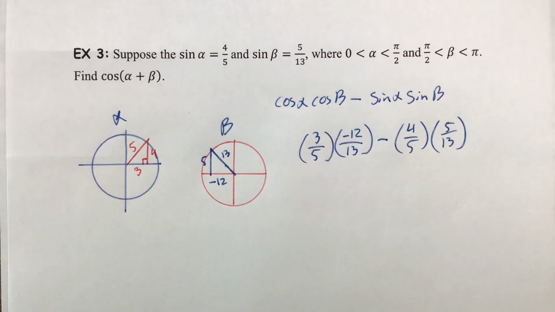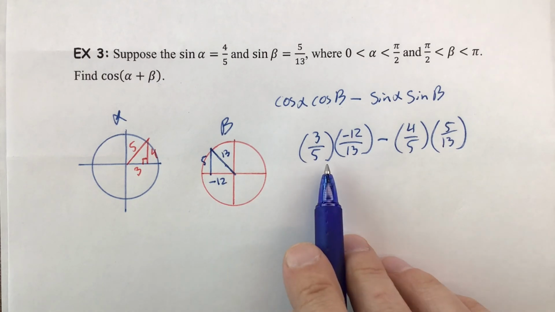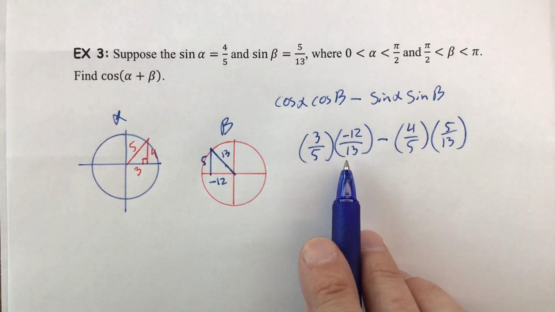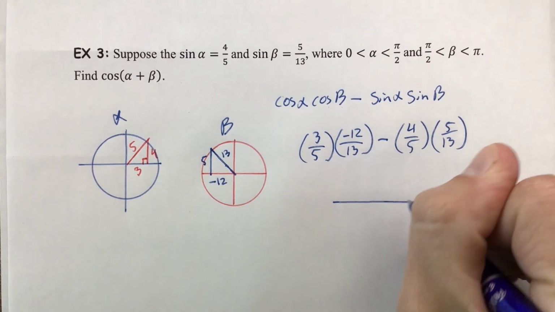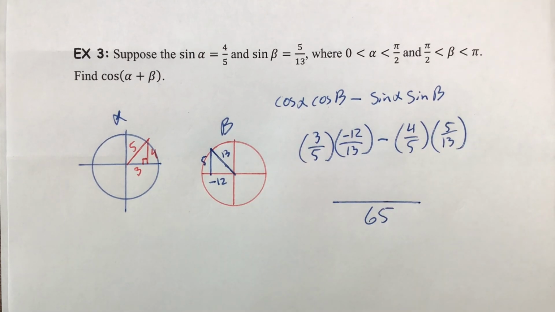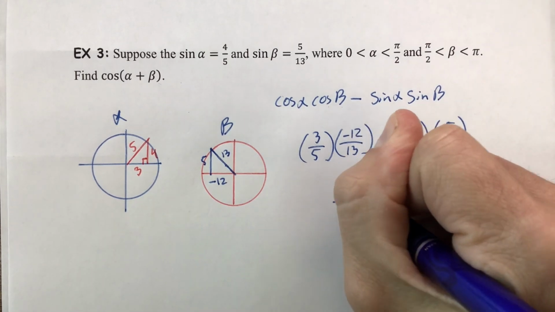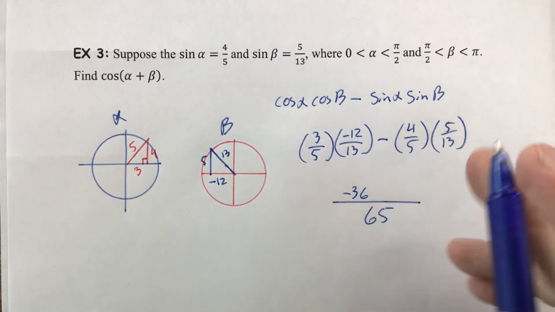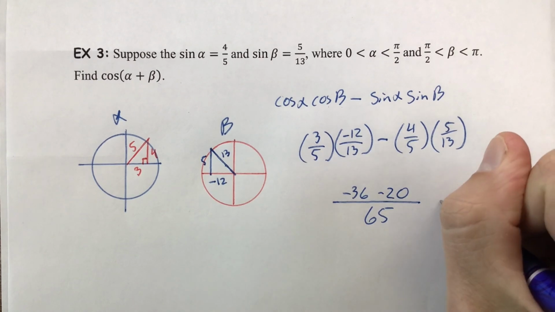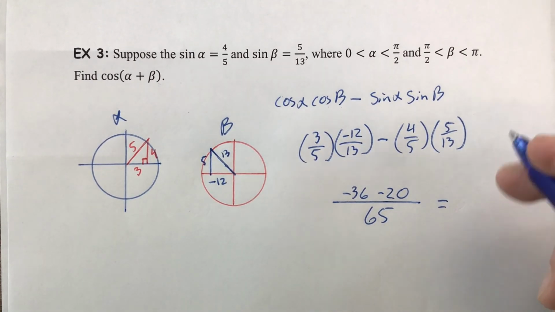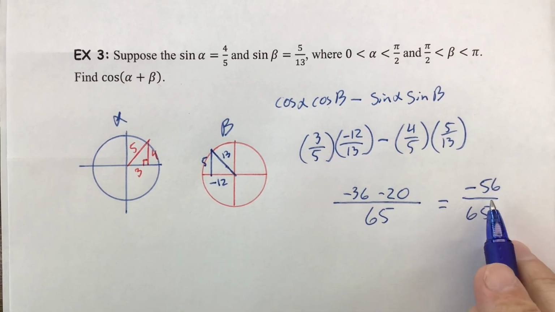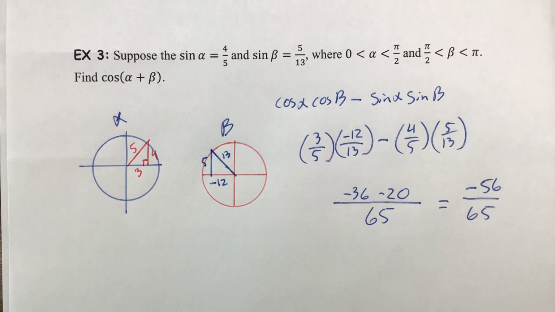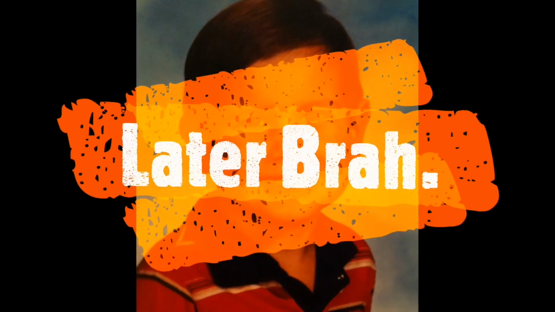All right, so let's just do some math. Look at the two fractions. They both have a 5 and a 13 in the denominators. So 5 times 13, we could just have a common denominator of 65. For the top, that will be negative 36. This would be a 20, but we're subtracting 20. So that means that our answer can be simplified as negative 56/65.